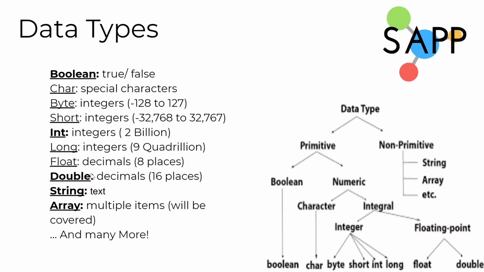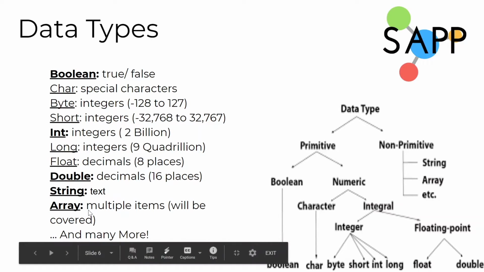And float and double, they're just decimal places. I normally use double, which is 16 places, but some people like using floats, whatever works with you. And finally we have string, and string's just text. You just put on the quotes and then just put in whatever you want, numbers, special characters, words, etc.